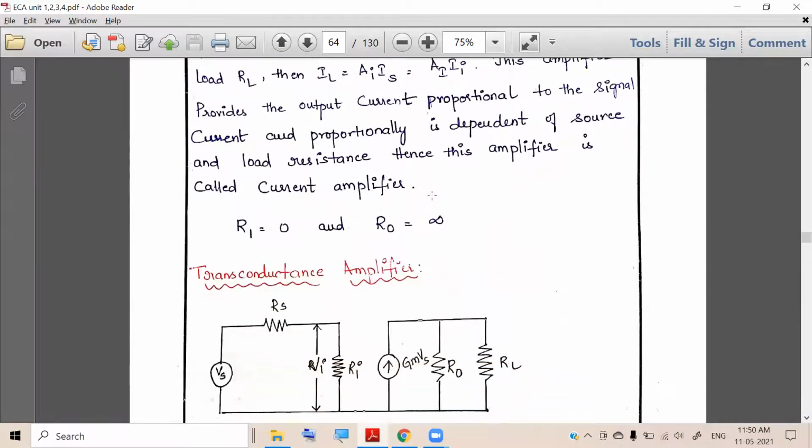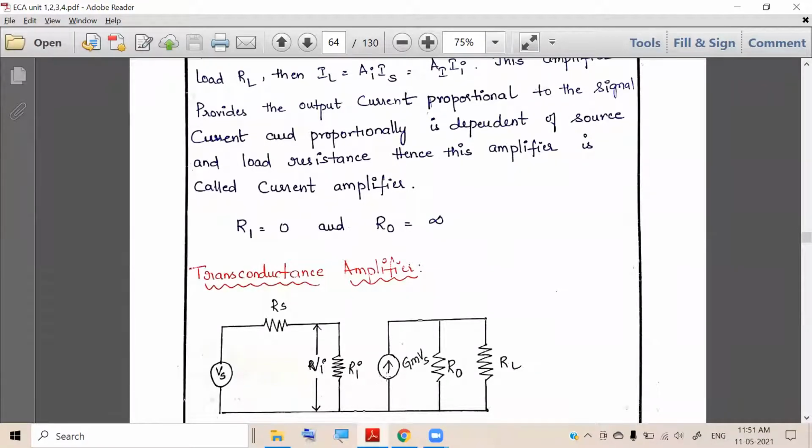Next, transconductance. Conductance is current by voltage. So output is current, so Ro we have to draw in parallel. Then Ri as it is, Vi as it is, Rs, Vs as it is. Here a current source Gm Vi. This is not Vs, it is Vi. So current source Gm Vi.